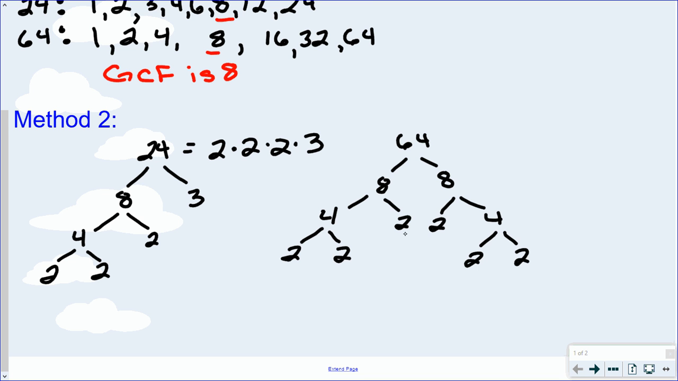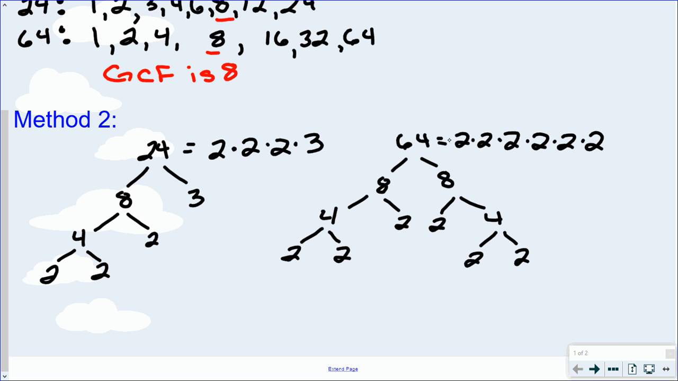So the branches here, the very ends of them, that's your prime factorization. So the prime factorization of 64 is 1, 2, 3, 4, 5, 6 2's multiplied together.